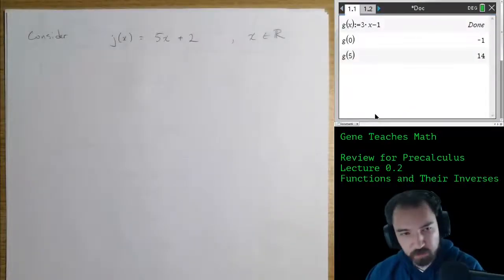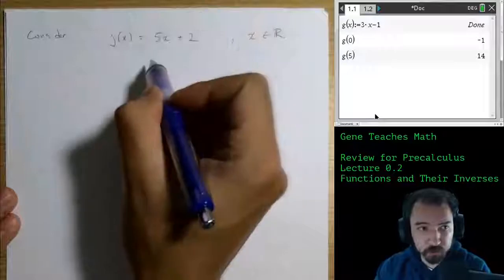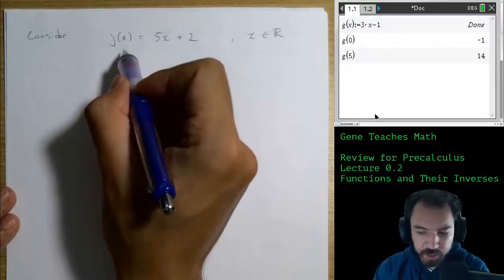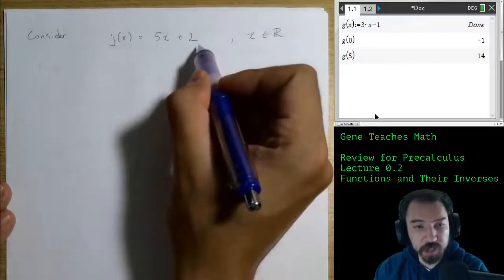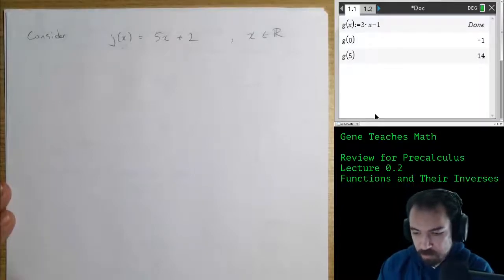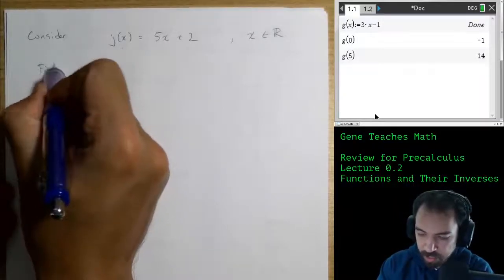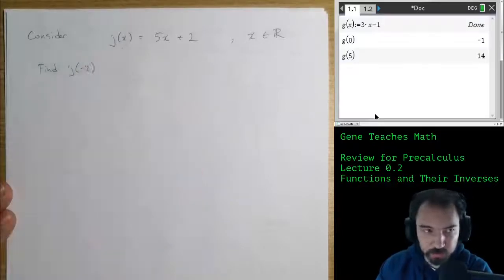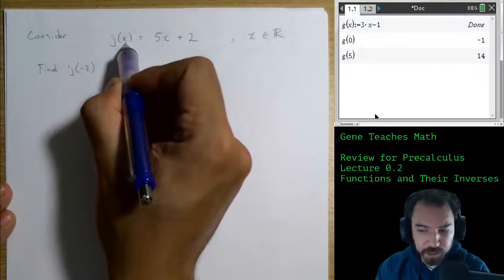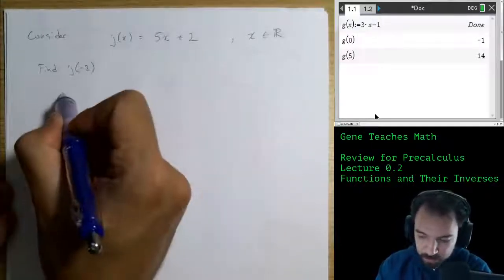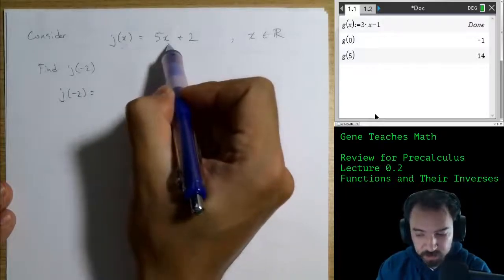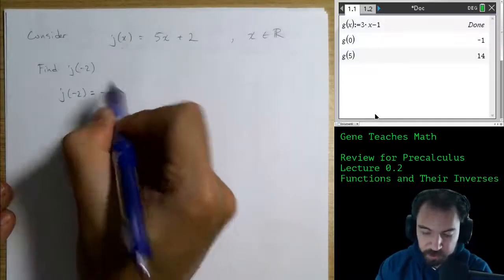Let's keep the discussion going with a brand new function. So here I have a function rule. The input is going to be a variable x, and once I know the value of x, I can evaluate this expression to get the output. The domain is the set of all real numbers. For example, I could ask you to find j of -2. You would use -2 as the input, so that would become the value of x. So I'd put -2 in for all of the x's. I would happily conclude that j of -2 is 5 times -2, which is -10, plus 2 is -8.